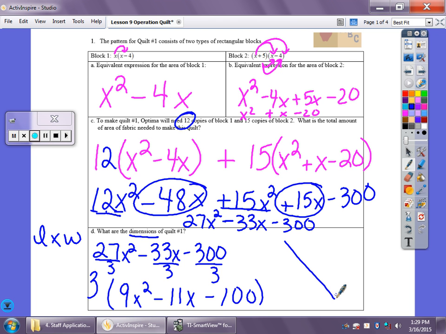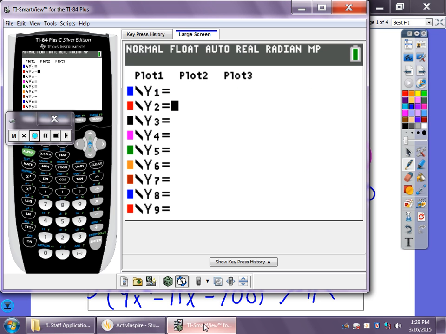So using my factoring method, AC is 9 times negative 100, so negative 900, and my B is negative 11. Okay? Now, I don't know about you, but there are a lot of factors of 900, and I don't want to sit there and test them all. So today, I'm going to show you how to have the calculator test those for you. So you're going to press Y equals on your calculator.